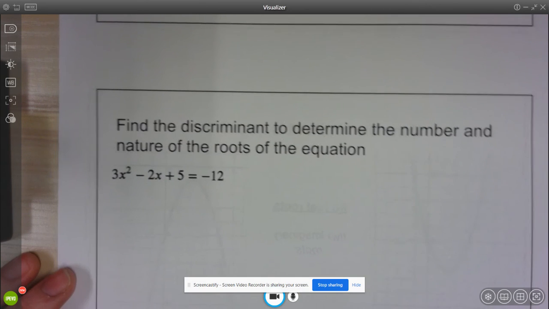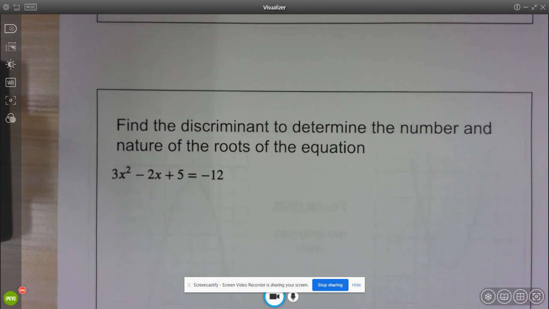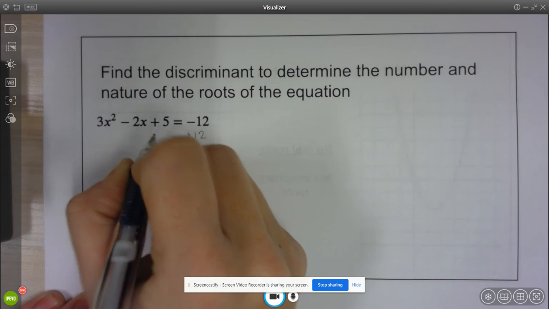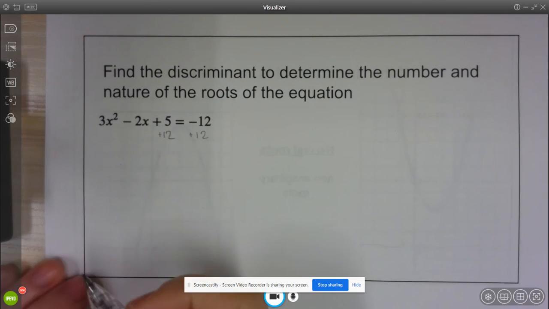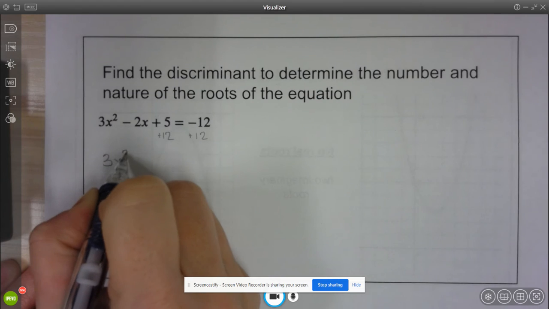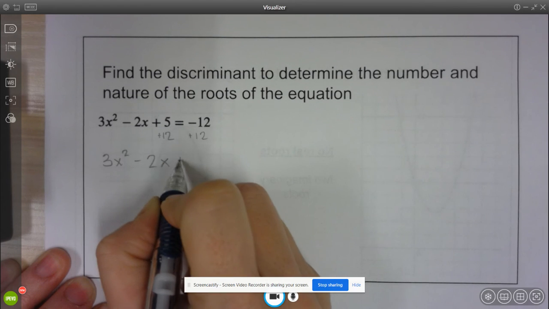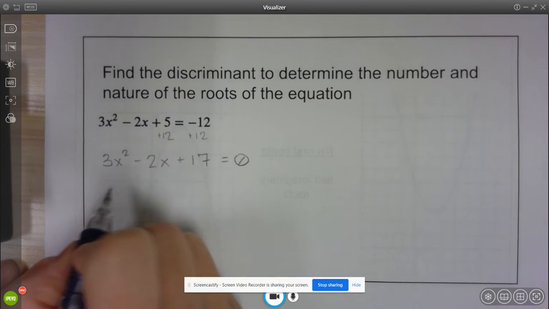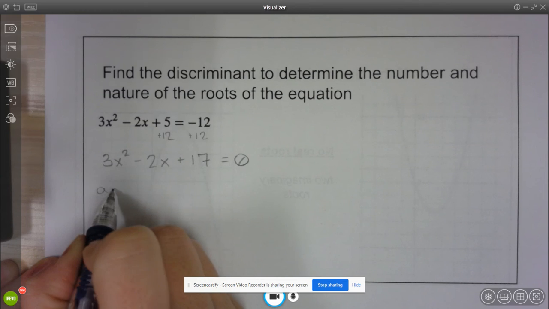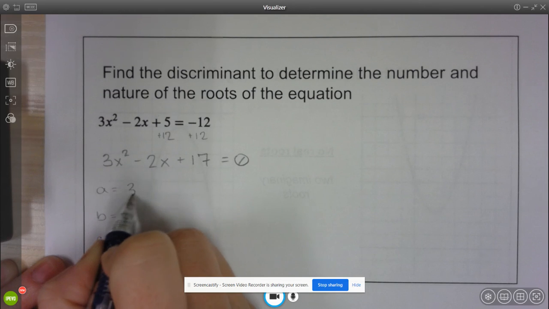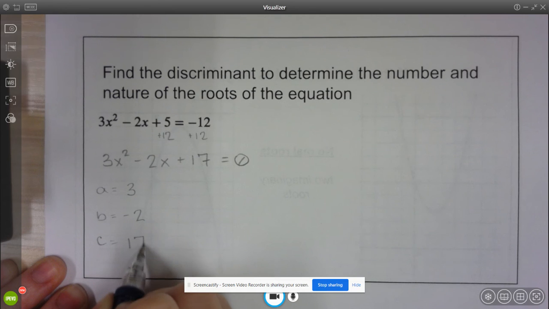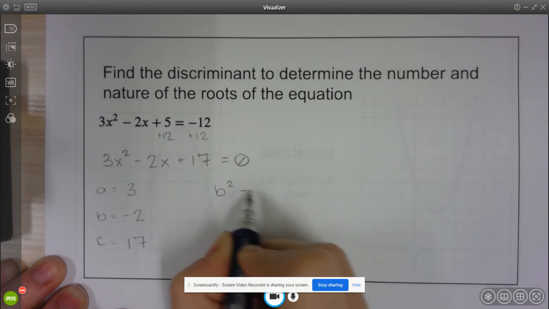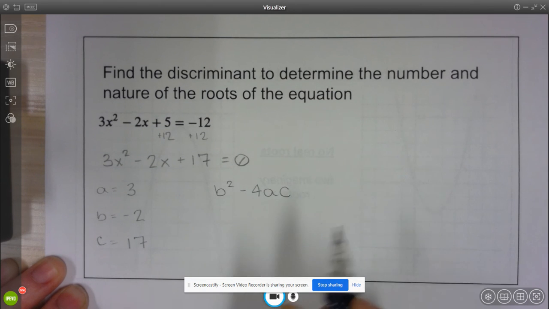Let's go on to the next one. Now with this one, they were not nice. It is not equal to 0. So before I do anything, I need to make it equal to 0. So this is going to be 3x squared minus 2x plus 17 equals 0. So now I'm going to look for A, B, and C. A is 3, B is -2, and C is 17. So I've got b squared minus 4ac.